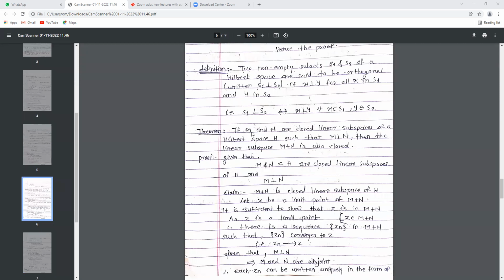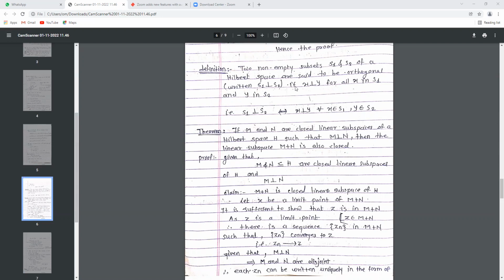Let's see the definition first. Two non-empty subsets S1 and S2 of a Hilbert space are said to be orthogonal if X is orthogonal to Y for all X in S1 and Y in S2. That means, earlier we have seen two vectors being orthogonal, and a vector being orthogonal to a space, that is, to a set. Now we have to see when two sets are said to be orthogonal.